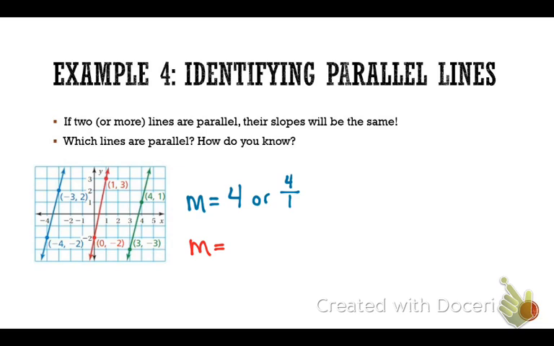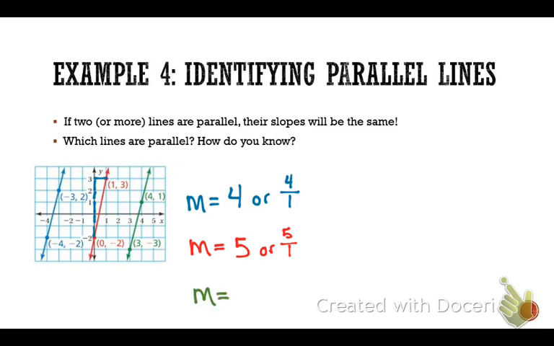All right, so what's my rise on my red line? 5. I go up 1, 2, 3, 4, 5, and I go over how many? 1. m equals 5 or 5 over 1. So I'm matching my font to the color of the line, if you haven't caught on. All right, 5 over 1. So are those parallel? No. One's 4 and one's 5. They're not parallel. But then I got my green one.